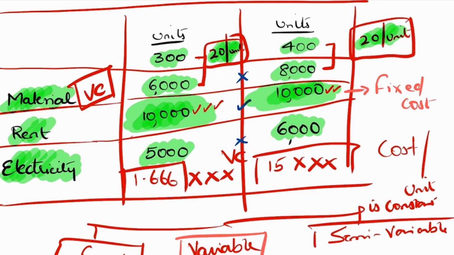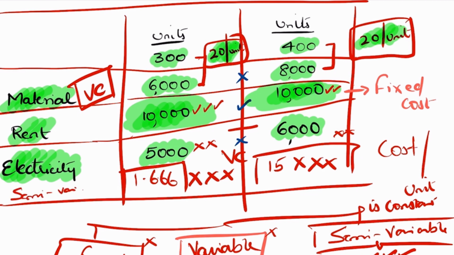Last comes the semi-variable cost. If a cost is neither fixed nor variable, we say that to be a semi-variable cost. So in this case, electricity was not constant for both 300 and 400 units. Neither was it constant per unit. Therefore, we say electricity is a semi-variable cost.